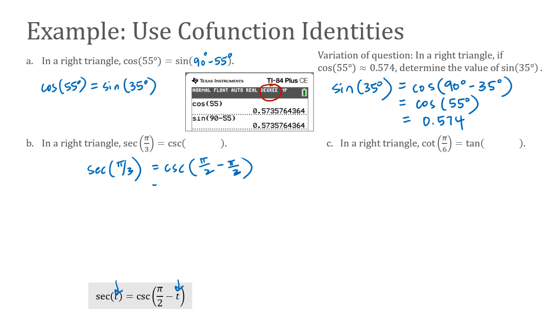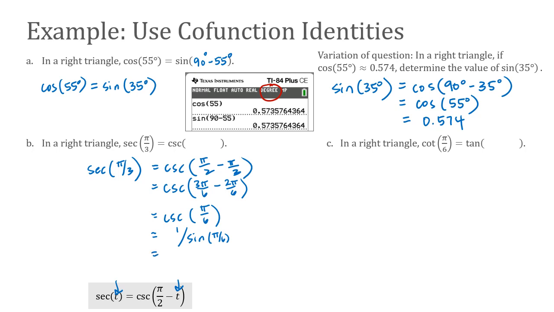Okay, let's keep going. So now we have some fraction work to do. What is pi over 2 minus pi over 3? Common denominator would be 6. So I'm going to have 3 pi over 6 minus, what is that, 2 pi over 6, which is 1 pi over 6. Now, sometimes you can't go further without a calculator, but pi over 6 is one of our special angles, so I think that I can. And cosecant is the reciprocal of the sine function, so the sine of pi over 6.